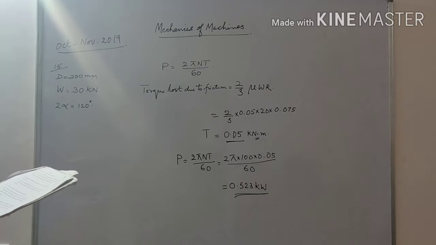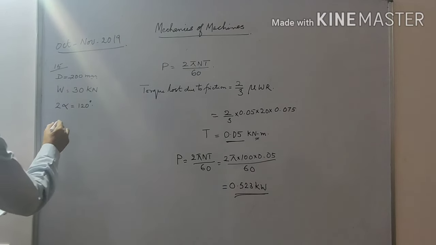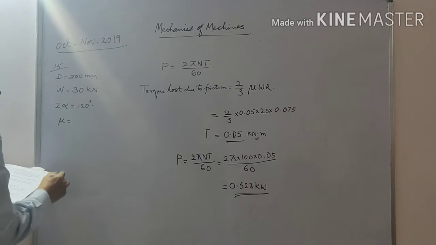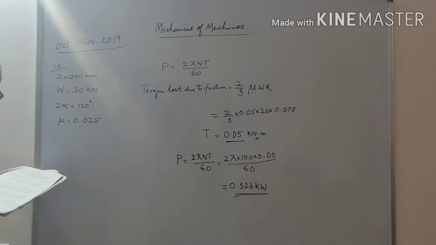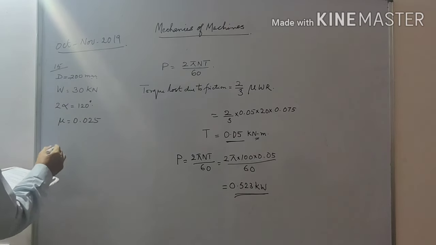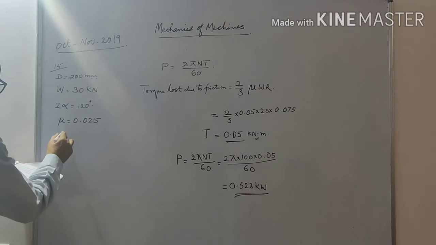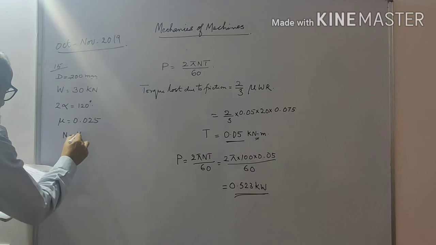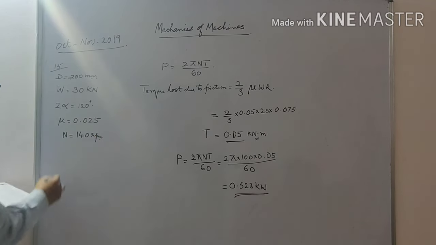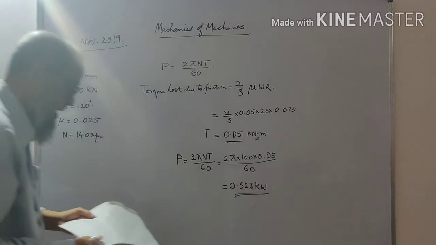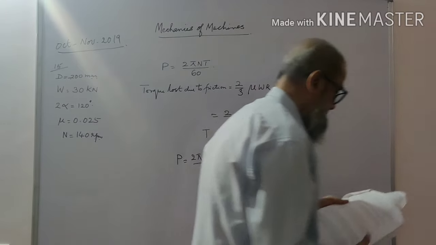Angle of cone is 120 degree. Coefficient of friction, mu, is 0.025. Calculate the power lost in friction when the speed is 140 rpm. Assuming uniform pressure. It carries 10 marks.